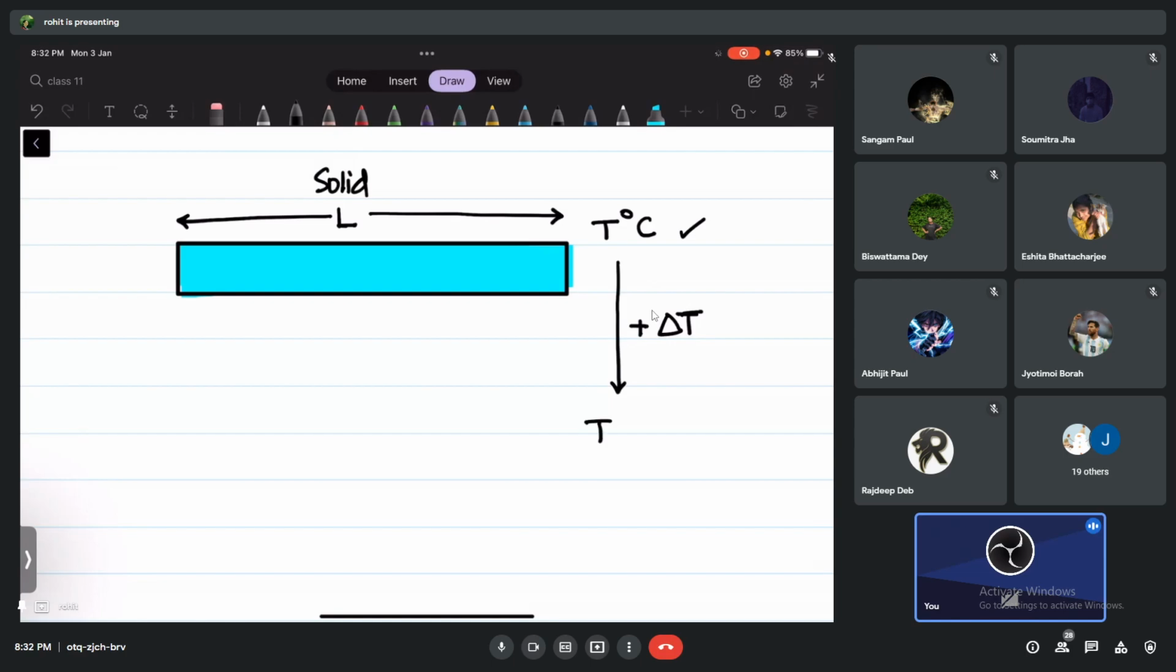Is it T degrees Celsius or more than T degrees Celsius? More than T degrees. Okay, so how much is it now? Is it T or T plus delta T? T plus delta T. And now the new temperature is T plus delta T degrees Celsius.